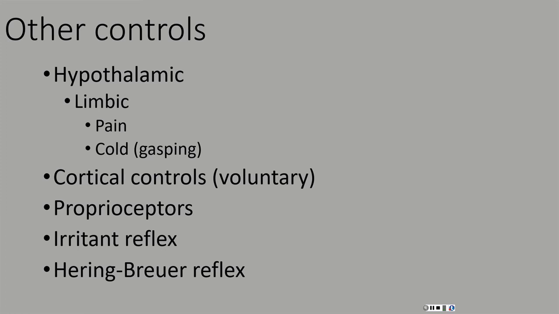Proprioceptors. Proprioceptors are specialized nerve endings around our joints, around some of our muscles and tendons, and what they detect is the position of our body in space. The way that we know what position our body is in, even in a completely blacked out room, is because of your proprioceptors.